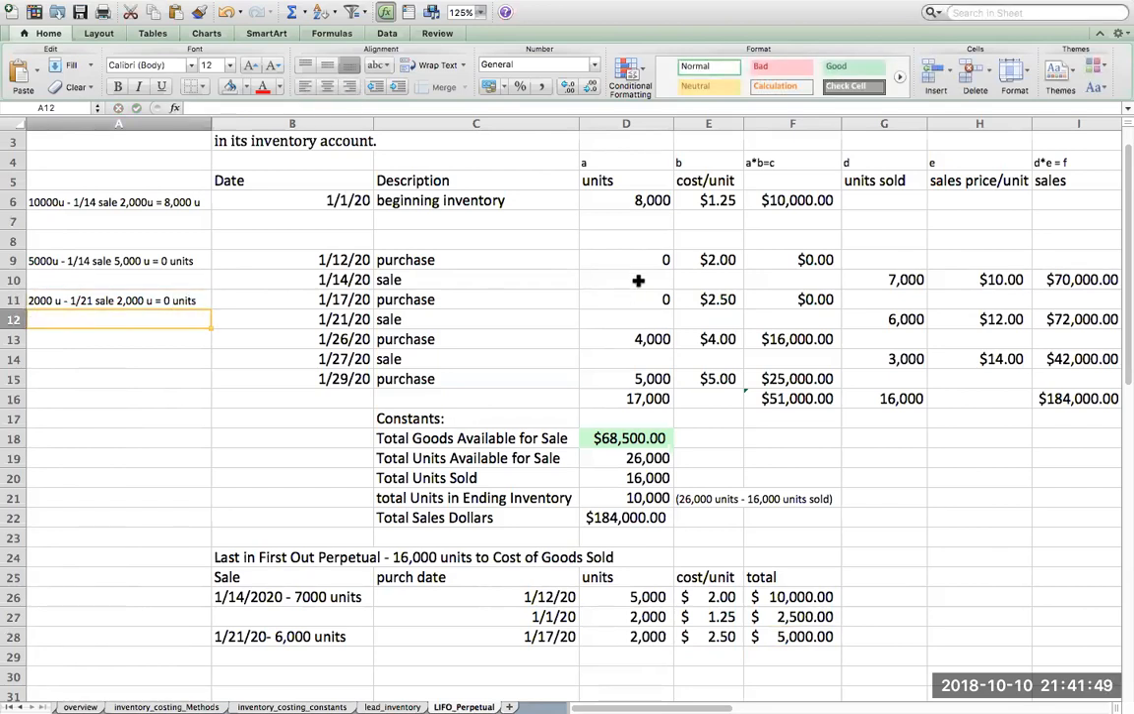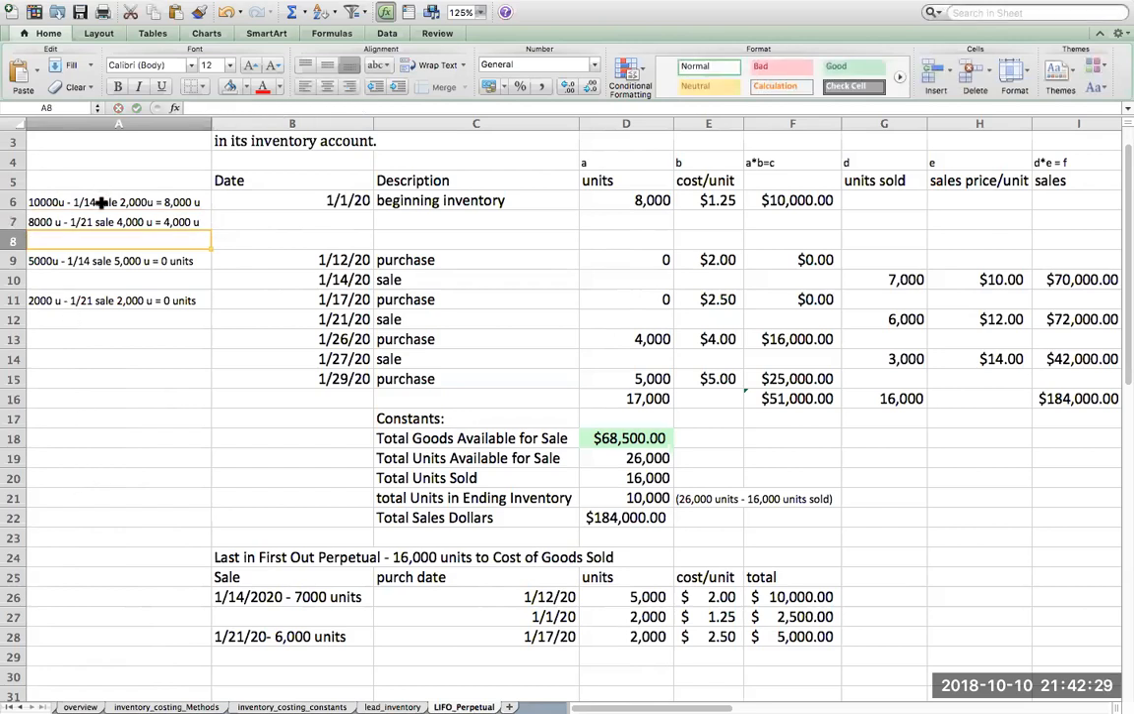So where do I go next? Well, I'd like to go to January 12th, but those are all gone. So I need to go back to my beginning inventory, and I need to take another 4,000 units. I sold 6,000 units. I took 2,000 from January 17th, and I need another 4,000 units from here. So I'm going to take 8,000 units minus my January 21st sale, 4,000 units. The total here is going to be 4,000 units.